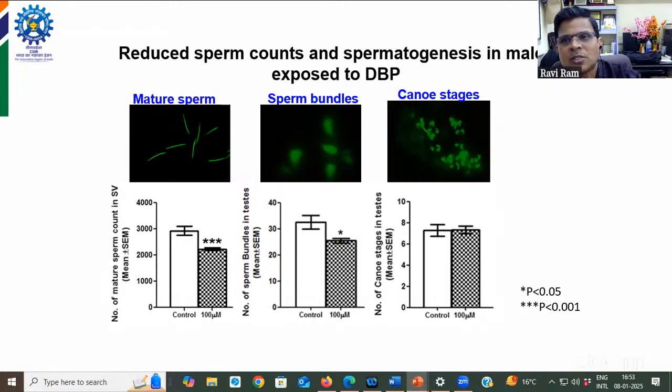So you expose those males which have these sperm tagged with GFP and then look for production. And as you can see here, there is reduced production of sperm at this LOAEL concentration of 100 micromolar. And if you further look into stages of spermatogenesis here, this is one step before the production of mature sperm, and you can see here it is getting affected. Whereas if you go further down, it wasn't getting affected, which means the effect is at a later stage when the flies are exposed to dibutyl phthalate.